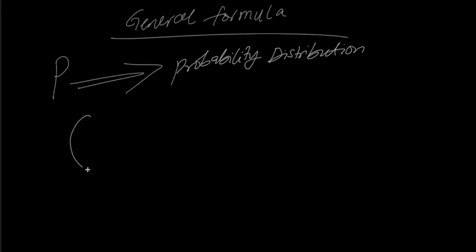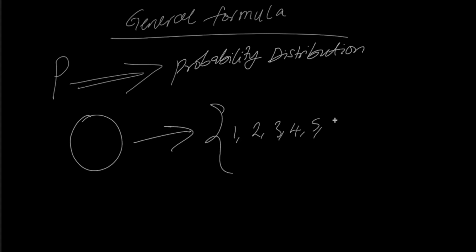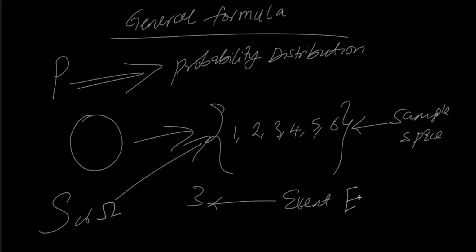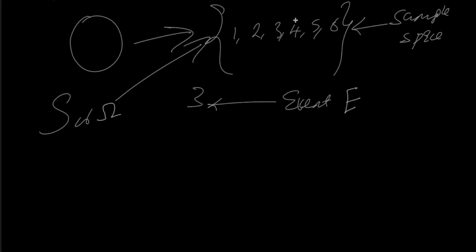Now, you threw a die, and the possible outcomes are these. At the end of the day, it happened that 3 appeared. We agreed that 3 is called an event. This is called the sample space. We said that this is represented by either capital letter S or omega. And this one is represented by capital letter E. The event here now is 3.